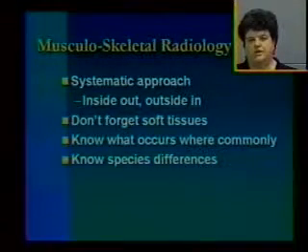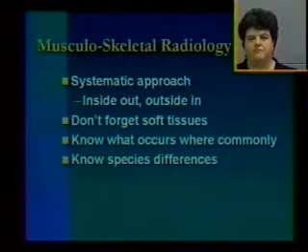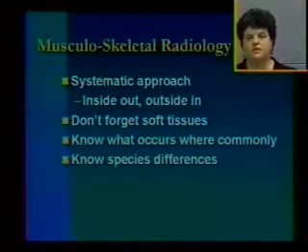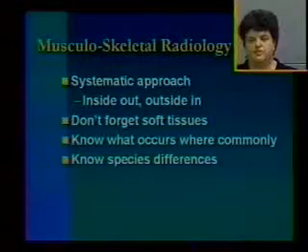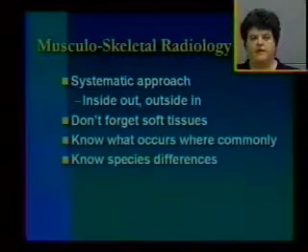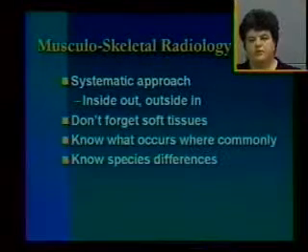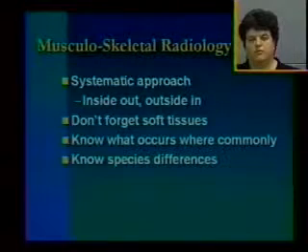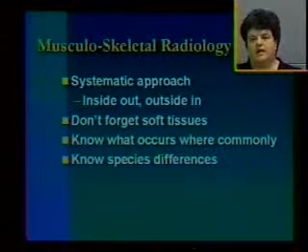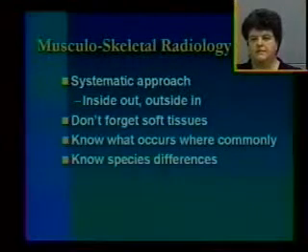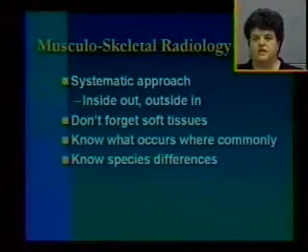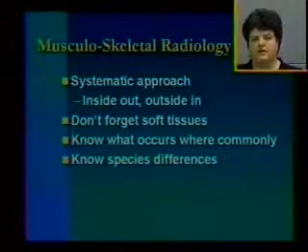Outside in is exactly the reverse, starting at the soft tissues and reading in. Again, don't forget the soft tissues because they sometimes can give you a hint as to which limb the lameness is in, because one side's thinner than the other. Or you can have a lymph node enlargement on the edge that might give you a hint. Then, with musculoskeletal radiology, it's important to know what occurs where commonly. Different species have different diseases, and they occur in different places, so you really need to set that straight in your head. A particular example is osteochondrosis, where the distribution is very different in the dog than it is in the horse.